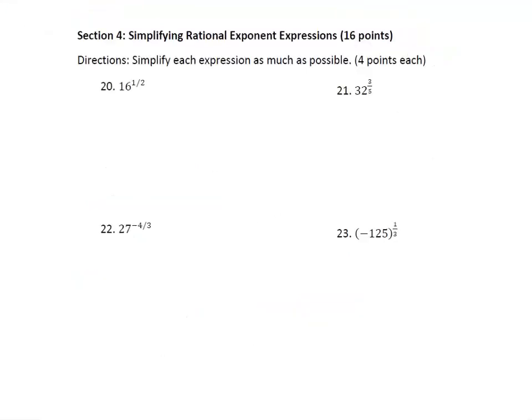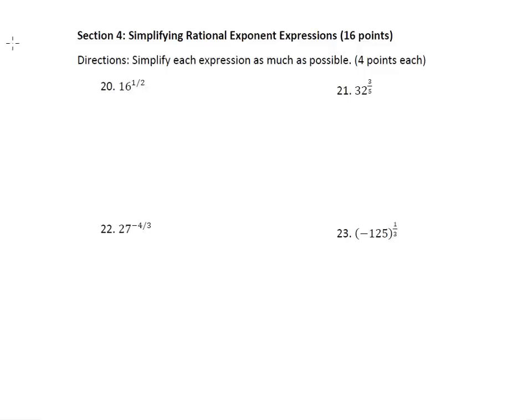All right, section 4, simplifying rational exponent expressions. Directions: simplify each expression as much as possible. So you notice on these problems, we have rational exponents, so fractions as exponents, which is just fine. One thing that's really nice to remember is that we can always go from rational exponents to radical form. That's the one with the little square root sign.